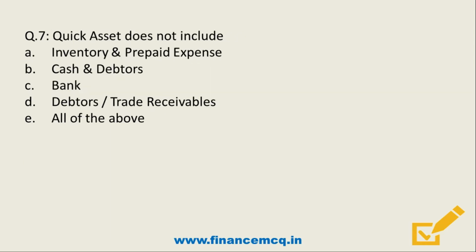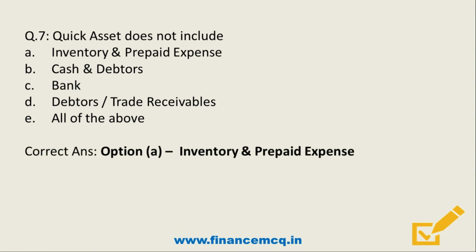Question number 7. Quick asset does not include A. inventory and prepaid expenses, B. cash and debtors, C. bank, D. debtors or trade receivables, E. all of the above. Yes, so what's the correct answer? It's option A inventory and prepaid expenses. Friends, inventory is not considered as cash and it will take time to sell it off, whereas prepaid expenses are already paid by the company, hence both are not considered as quick assets.